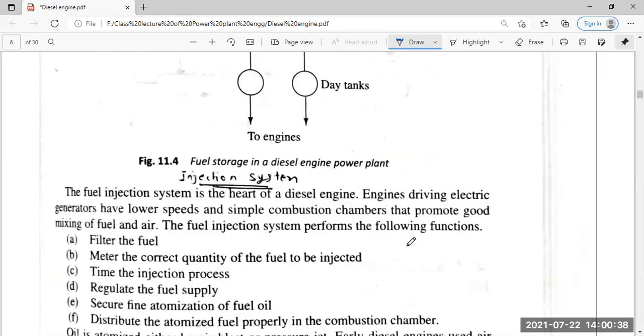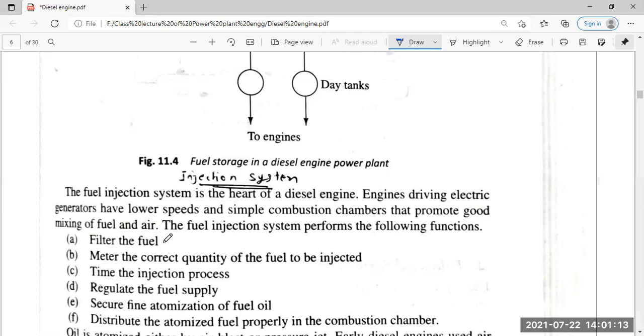Well, the fuel injection is the main operation, or heart, of an electric diesel engine. Engines driving electric generators have lower speed and a simple combustion chamber that promotes good mixing of fuel and air. The fuel injection system performs the following actions: filter the oil, meter the correct quantity of the fuel to be injected.